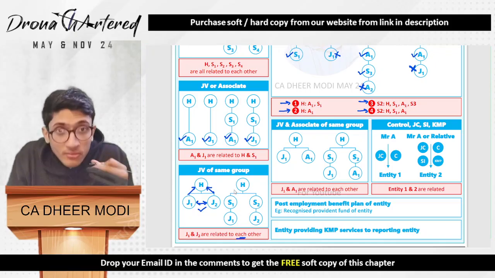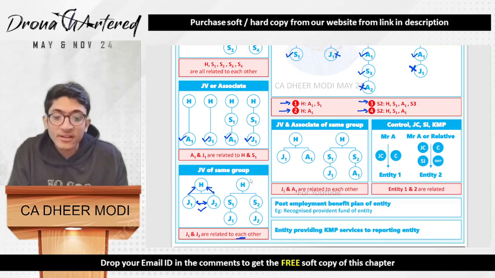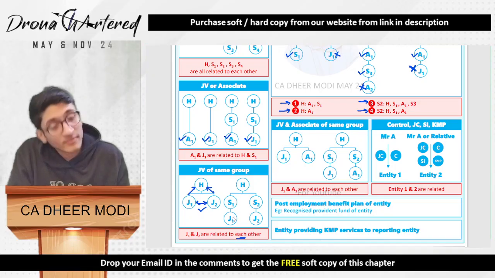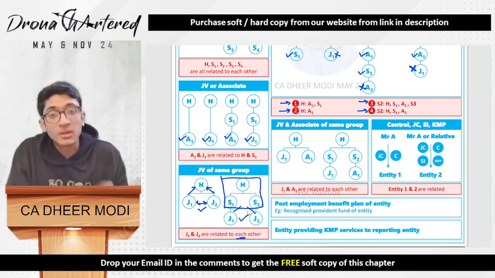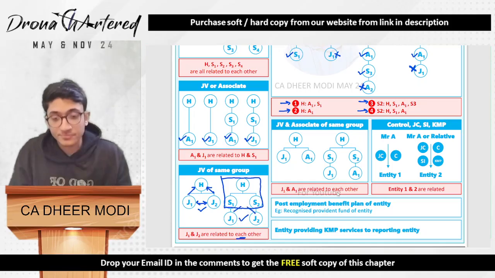Achha, sir, what if I add another level? What if I add another level, that is holding, subsidiary, and then another joint venture? Will it still be related? Yes. So subsidiaries, this will become the same group. Your H, S1 and S2, this will become the same group. So therefore, joint ventures of the same group will also be a related party.